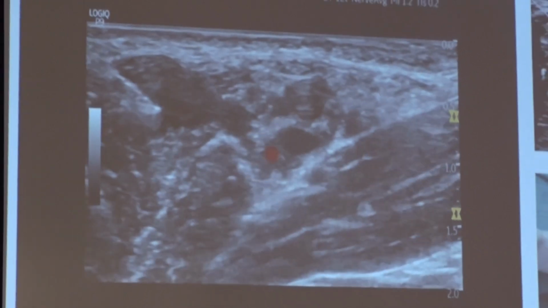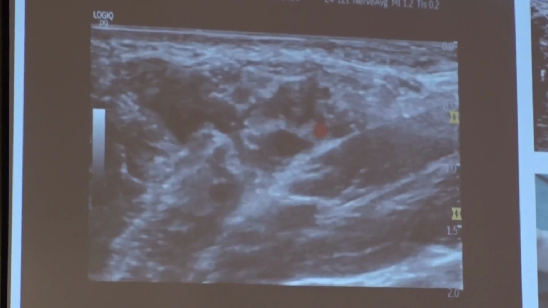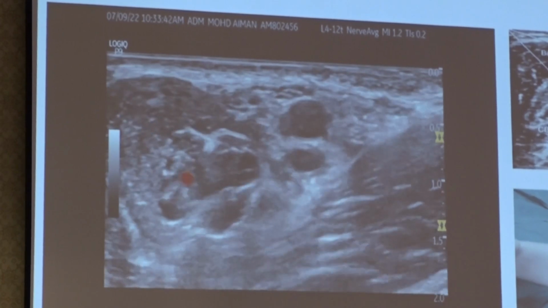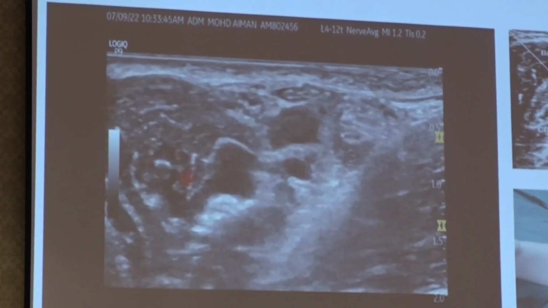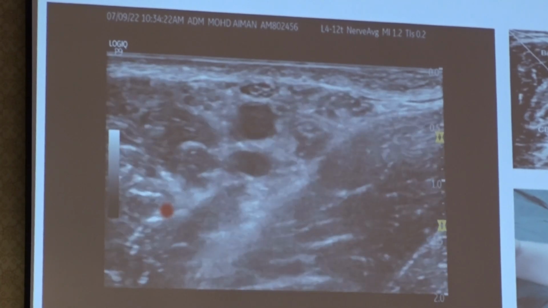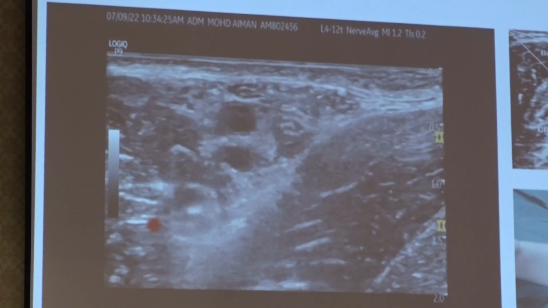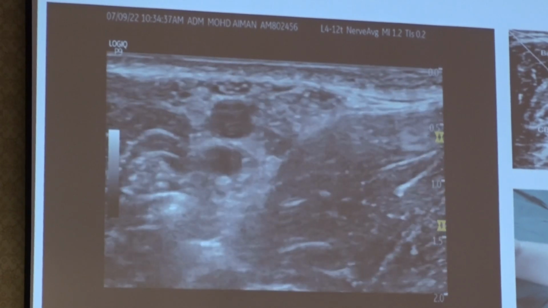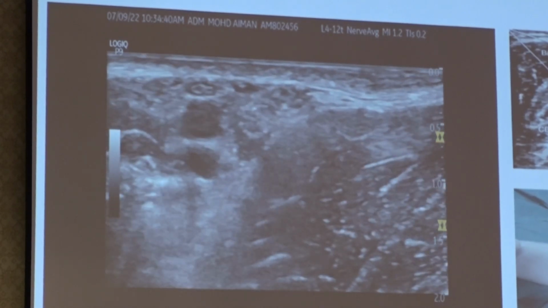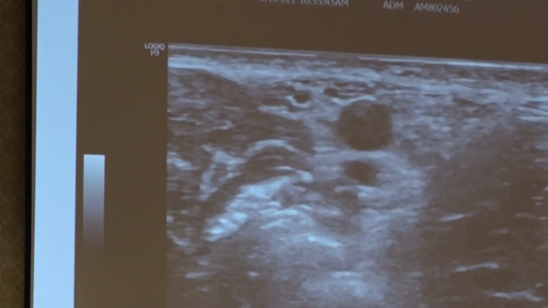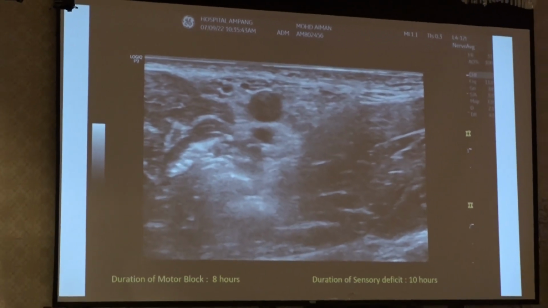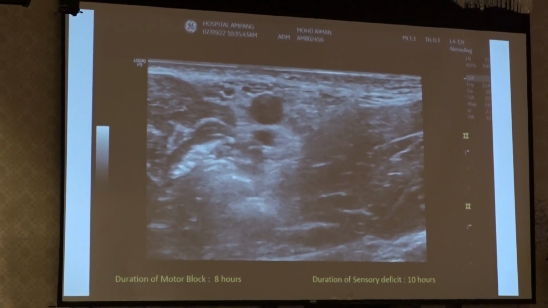You see there's a local anesthetic pool surrounding the axillary artery, and now we are blocking the musculocutaneous nerve. Sometimes after injection you can get a clearer vision; the nerve is getting more visible. In this case, we followed up the patient: duration of sensory deficit 10 hours, and duration of motor block 8 hours.